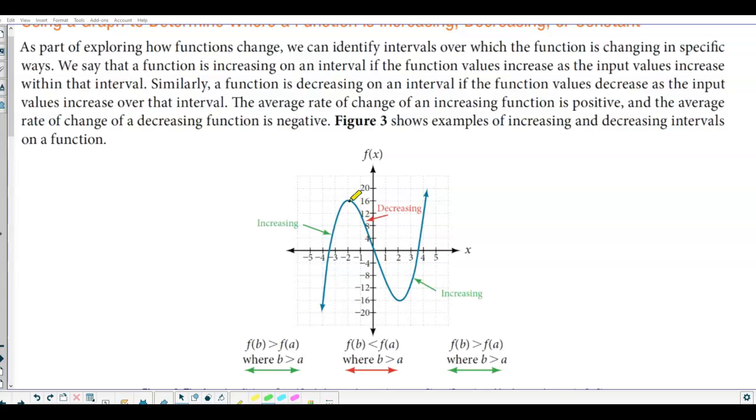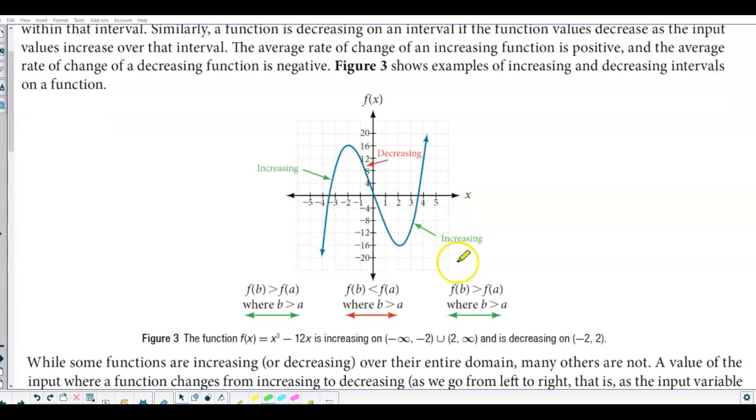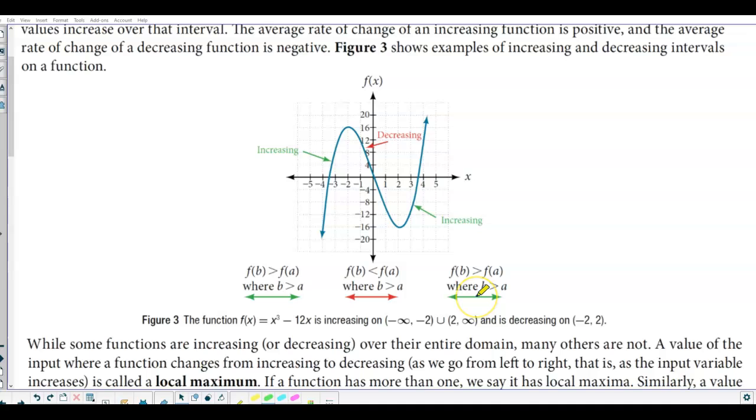So what that's saying is that the output of B is greater than the output of A, where B is greater than A. Now over here, we can see that it's going to start decreasing in that interval. And that means that the output for B is less than the output for A, where B is greater than A. And then over here, we're going to start increasing again. So again, that means that the output of B is greater than the output for A, where B is greater than A.